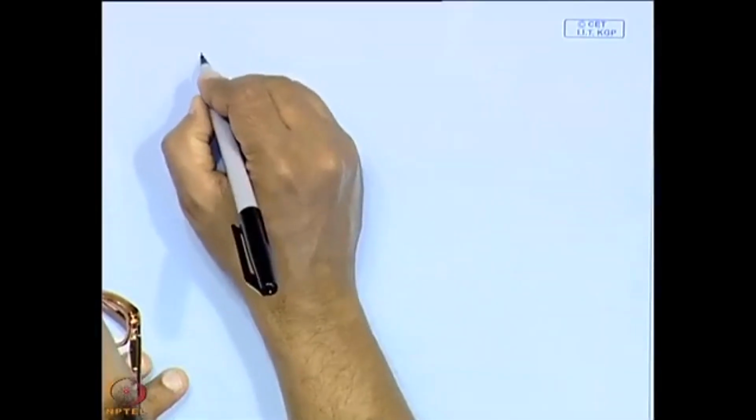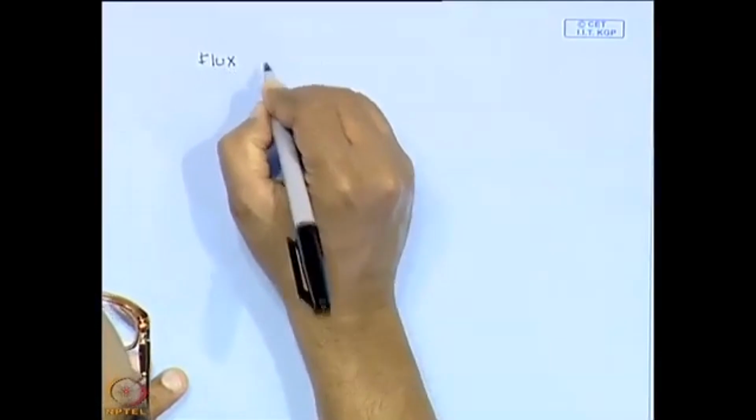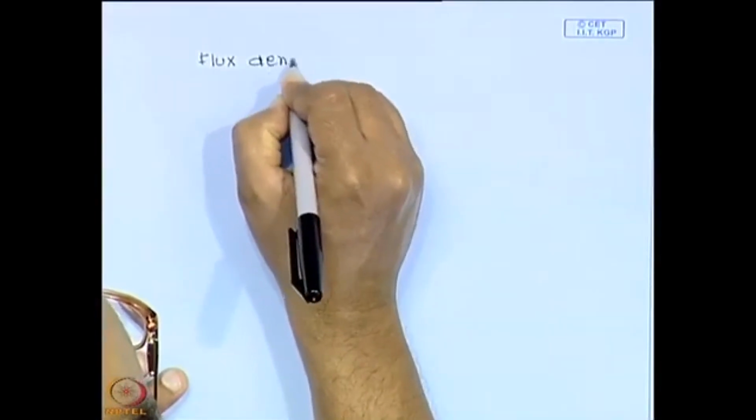Next, let us consider the observations of stars or other astronomical objects. The quantity that we shall start with is the flux density.